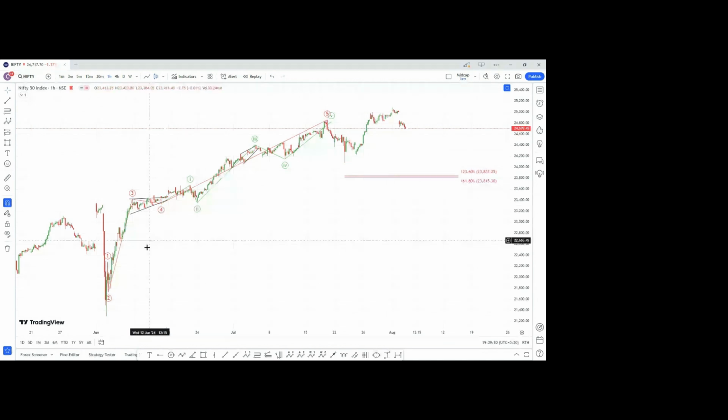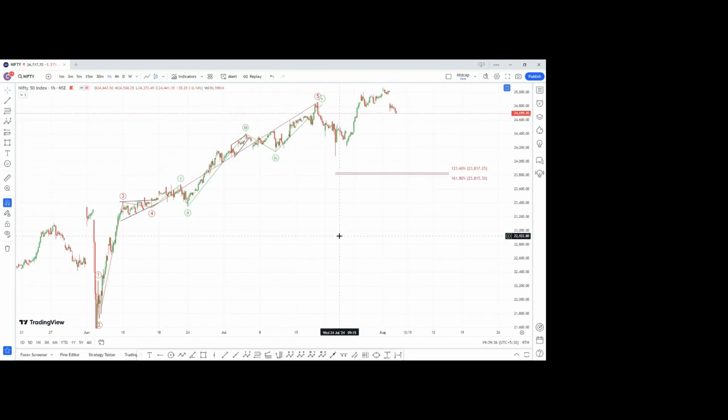This is an initial view, so these counts are for the initial view. This is wave 3. This is the fourth complex correction. This is 1 of 5, 2 of 5, 3 of 5, 4 of 5, and 5 of 5. Now, if we look at wave counts with the initial view, we can say that we have completed an impulse here, at this point on Friday, 19th July.